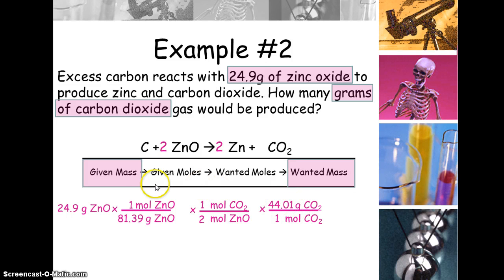Now to solve this problem, we're going to multiply everything on top, divide by everything on the bottom. So that means it's going to be 24.9 times 44.01. Divide that answer by 81.39, divide by 2, and we end up with 6.73 grams of carbon dioxide. So that's our final answer.